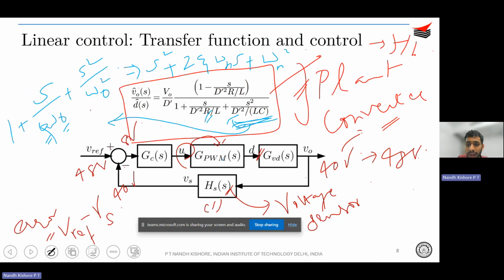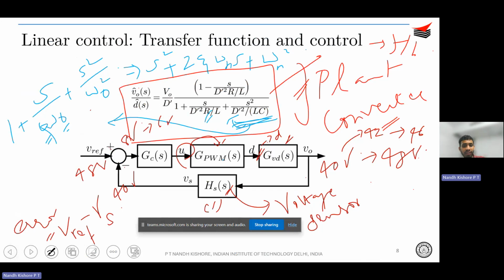So from 40, it may increase to 42 initially. Then the error again changes to 6 volts, right? Then the duty changes to D2 maybe. Then the voltage may increase to 46 and something like that. You understand, right? It's a closed loop feedback process. So as the voltage increases from 40 towards 48, the error will change, the controller's corrective action will change, the output will change, so that duty will change.